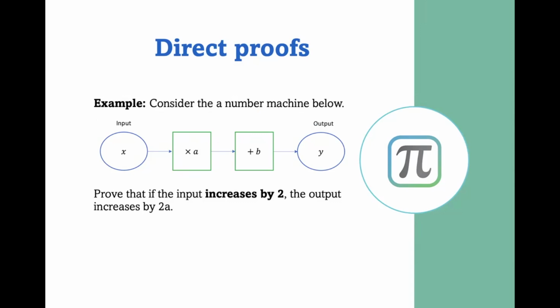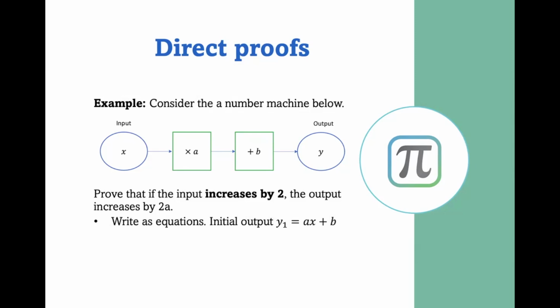Going through another direct proof example then, this time something slightly different. So we're presented with a flow process or a number machine that takes an input x, multiplies it by a, b is then added, and y is the output. And here I think we can assume that all of these numbers are integers. So the question asks us to prove that if the input increases by 2, the output increases by 2a.